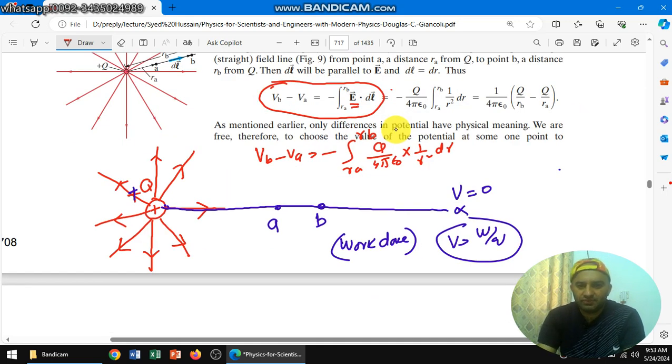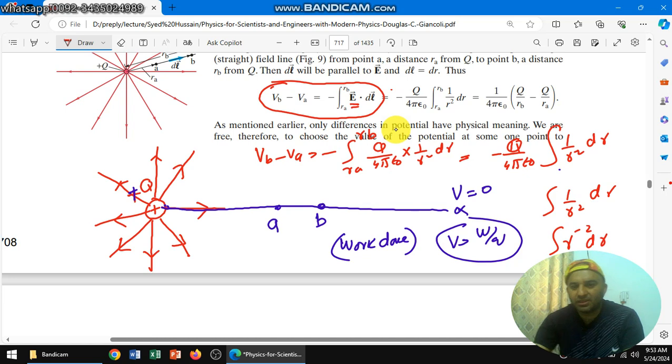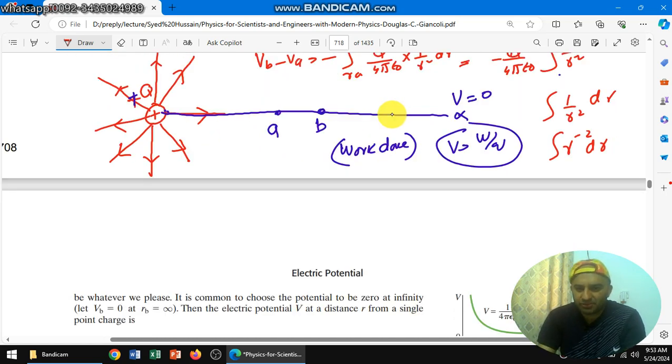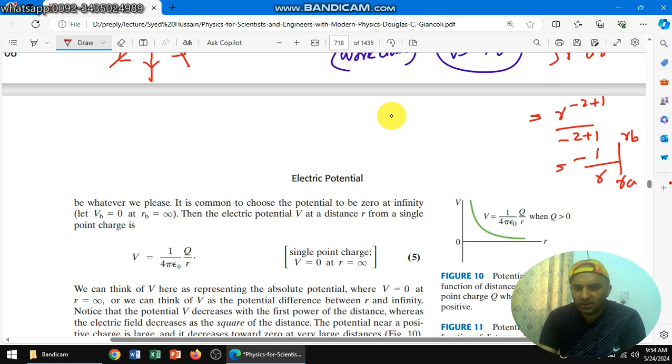Now we can simplify: minus q over 4 pi epsilon naught times the integral of 1 over r square dr. We take the integral of 1 over r square dr separately. So r power minus 2, we use the power rule: r power minus 2 plus 1 over minus 2 plus 1. So we are left with minus 1 over r, from RA to RB. So we find minus 1 over RB minus 1 over RA.